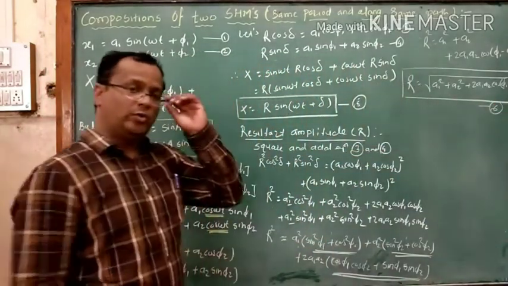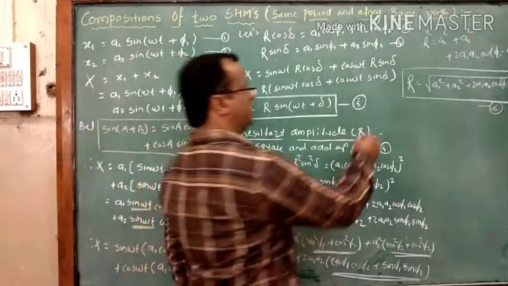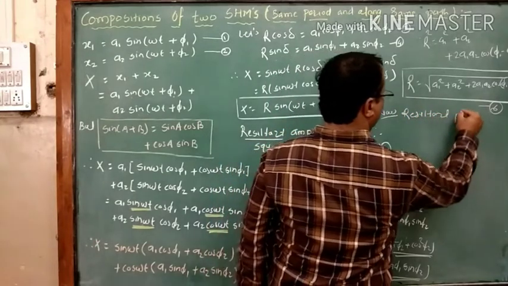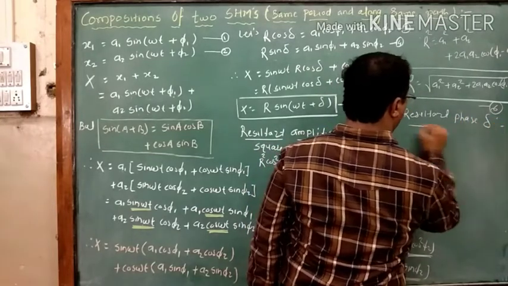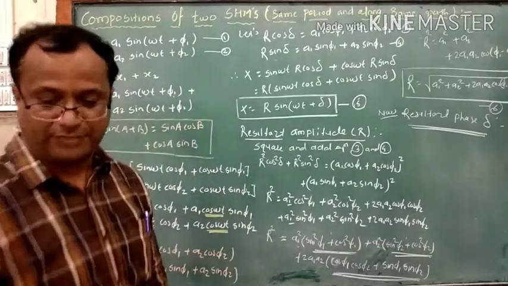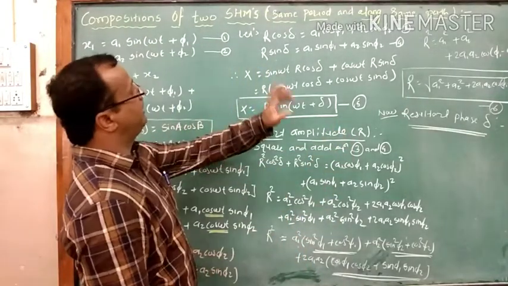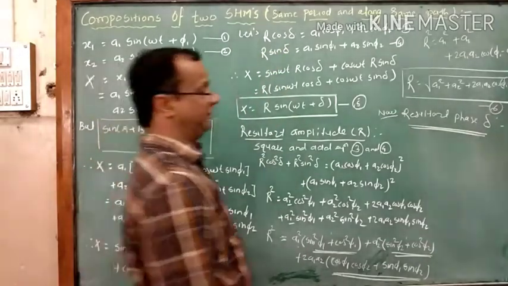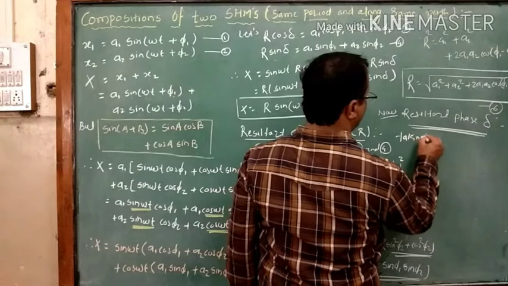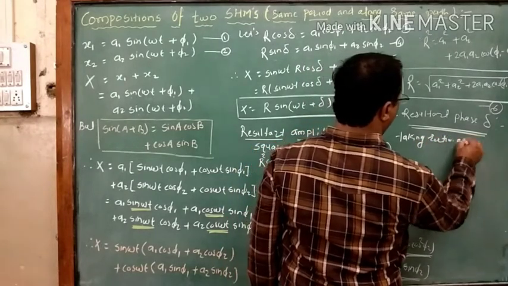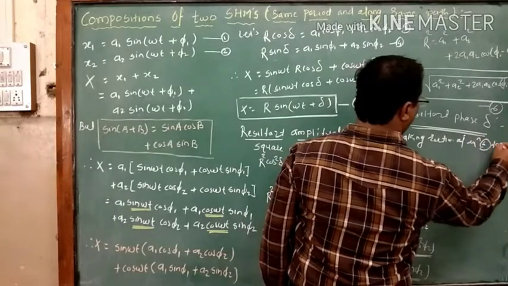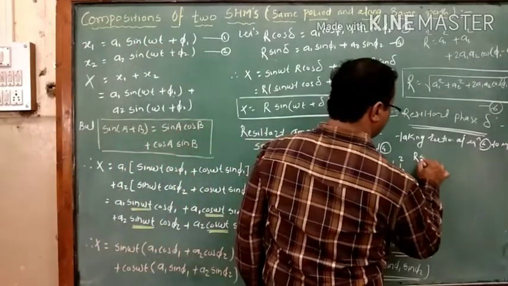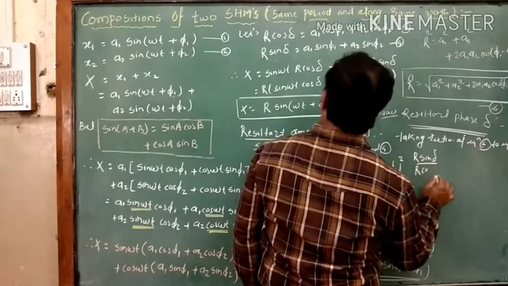Now we want to find the value of the resultant phase, that is delta. For that, we again use equations 3 and 4. So take the ratio of equation 4 to equation 3. What we get is r sin delta upon r cos delta.